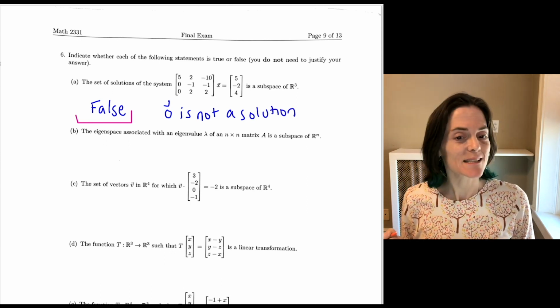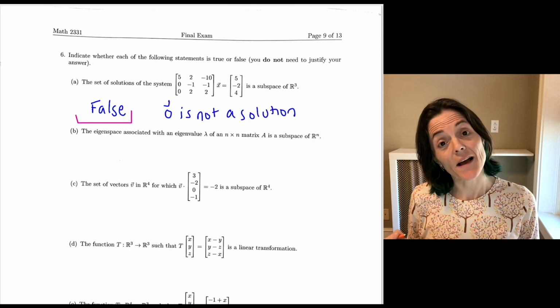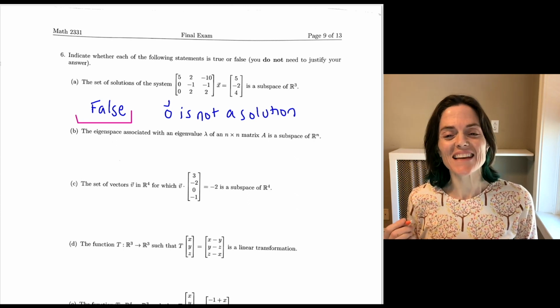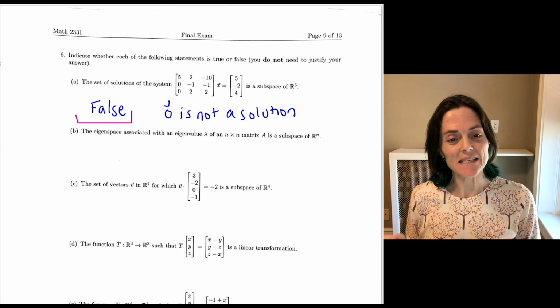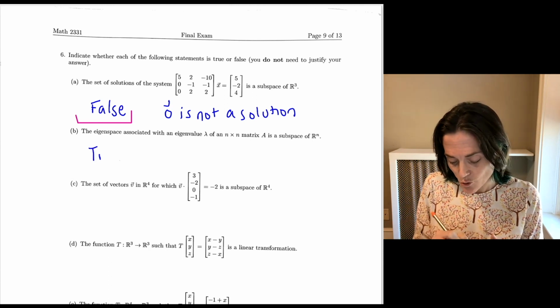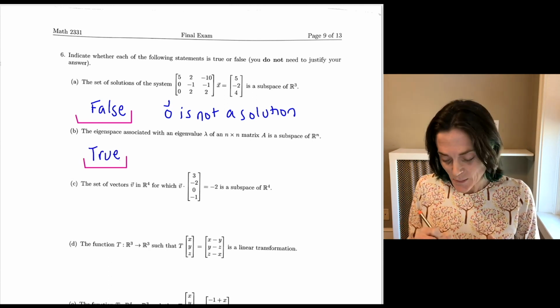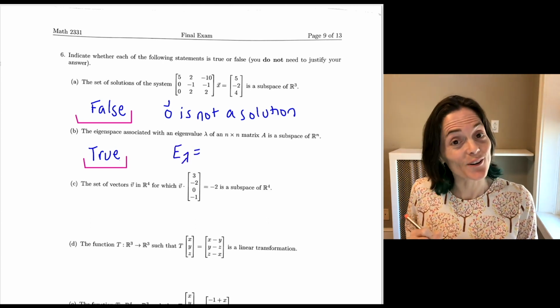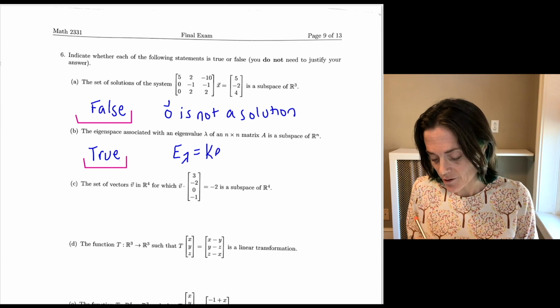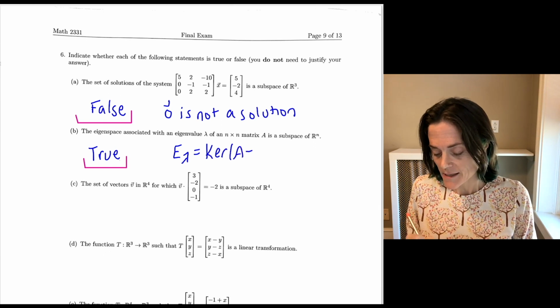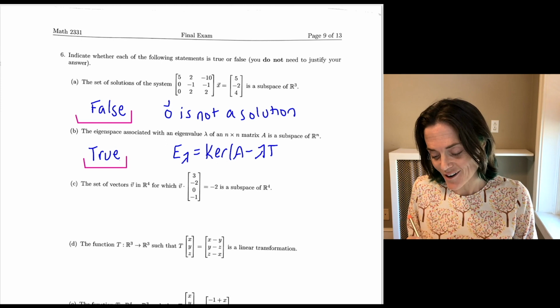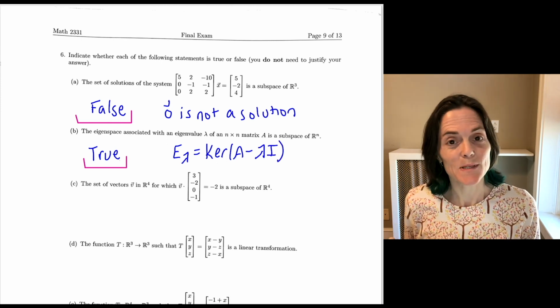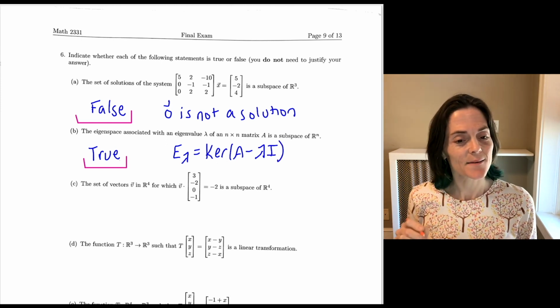B, the eigenspace associated with an eigenvalue lambda of an n by n matrix A is a subspace of Rn. This one is true. An eigenspace, I'll write it as E sub lambda, is a kernel of a matrix. So this is the kernel of A minus lambda I. And every kernel is a subspace. In fact, we proved that in class.